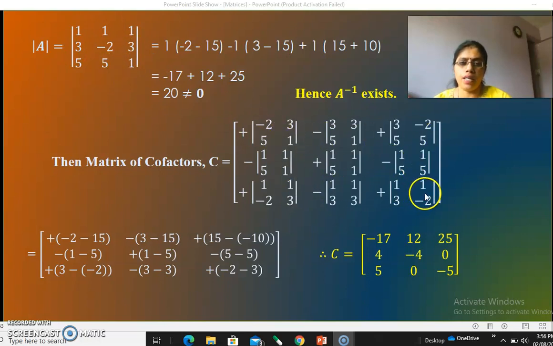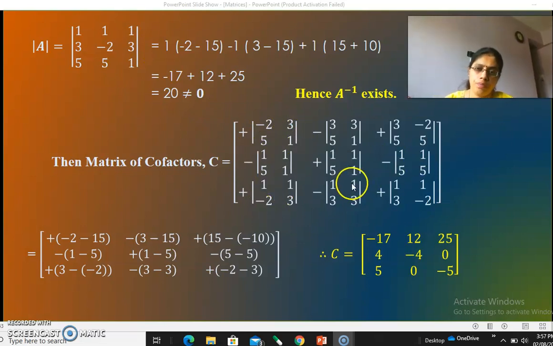Okay, respective cofactors are here. Be careful with the sign when you expand. For this one element, it will be minus 2, 3, 5, 1. Hope the matrix is clear to all of you. Next, expand them, multiply left to right first of all, then right to left. Okay, this is that matrix of cofactors C: minus 17, 12, 25, 4, minus 4, 0, 5, 0, minus 5. This is your C matrix.